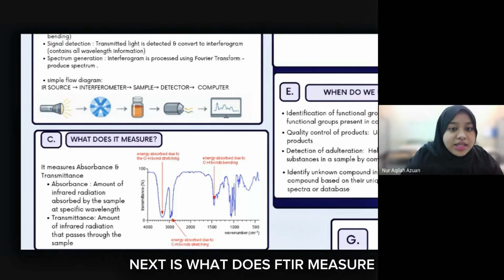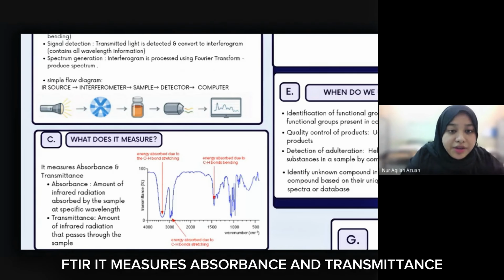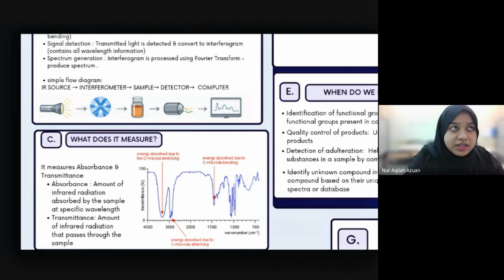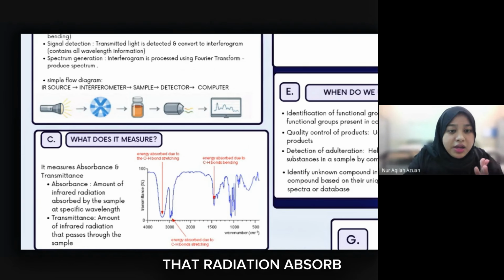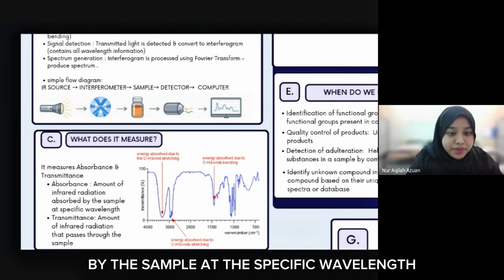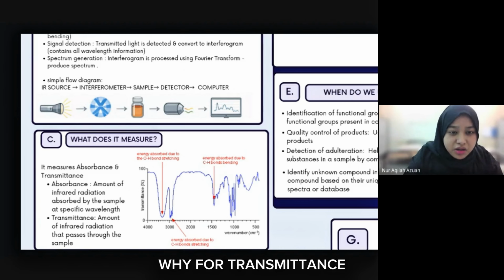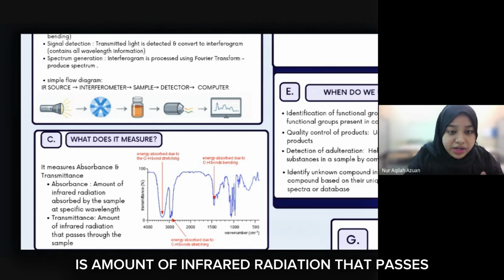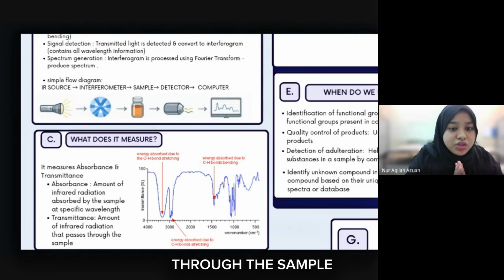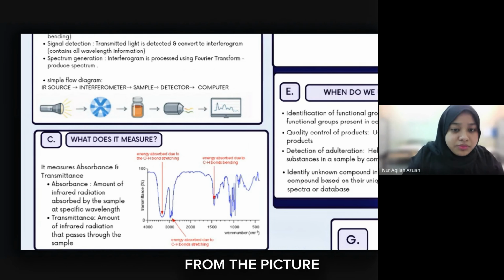Next, what does FTIR measure? FTIR measures absorbance and transmittance. Absorbance is the amount of infrared radiation absorbed by the sample at a specific wavelength. Meanwhile, transmittance is the amount of infrared radiation that passes through the sample.